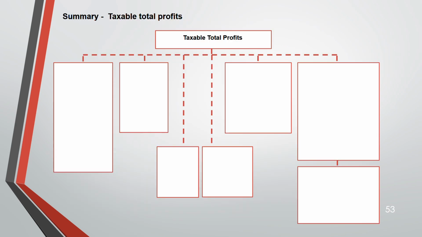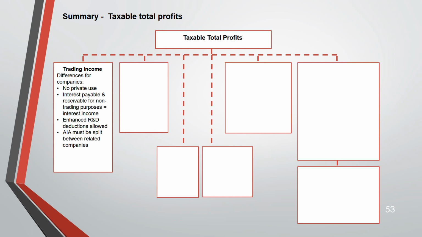Now let us summarize TTP. So, trading income. These are the differences under trading income for companies compared with individuals. For companies, no private use, but for individuals, there is private use. Interest payable and receivable for non-trade purposes is treated as interest income. Enhanced R&D deductions are allowed, that is 130%. AIA must be split between related companies. This was not there for individuals, and there is only one AIA for group companies.